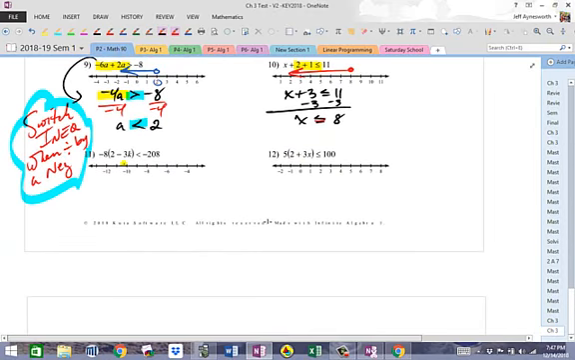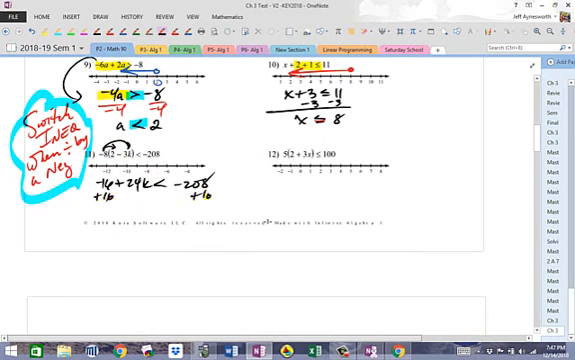All right, next one. You have this one here. You've got to distribute. Negative 8 times 2 is negative 16. Negative times a negative is a positive, so put a plus sign. Negative 8 times negative 3 is 24, so you get 24k, and that's going to be less than negative 208. Add the opposite, so add a 16.